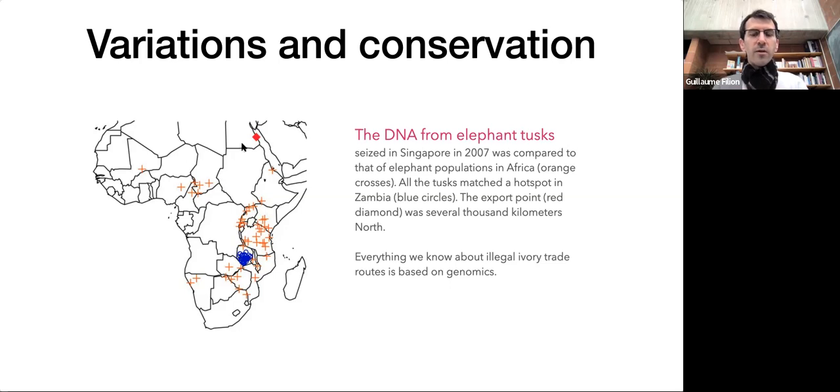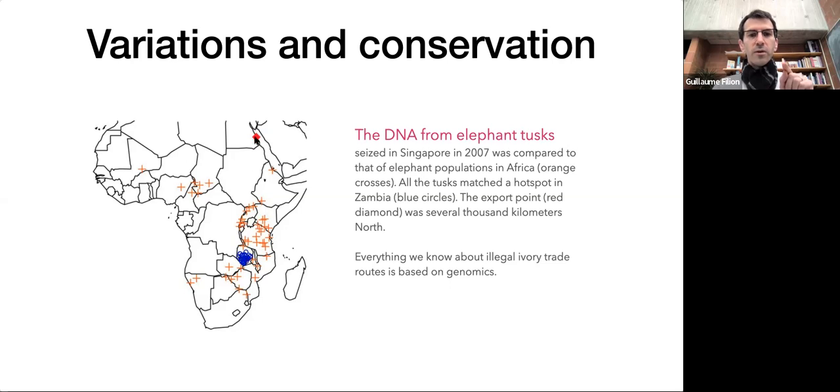So in 2007, the authorities in Singapore seized illegal tusks that were shipped from that point here in Africa, and using genetic techniques that we're going to see in a minute, they were able to say, okay, these tusks have the snips that correspond to those elephants. Elephants, you can find them all over the place around here in Africa, but they said all the tusks, all of them, had snips that matched those elephants here. So that tells you that this is the place where they were hunted.